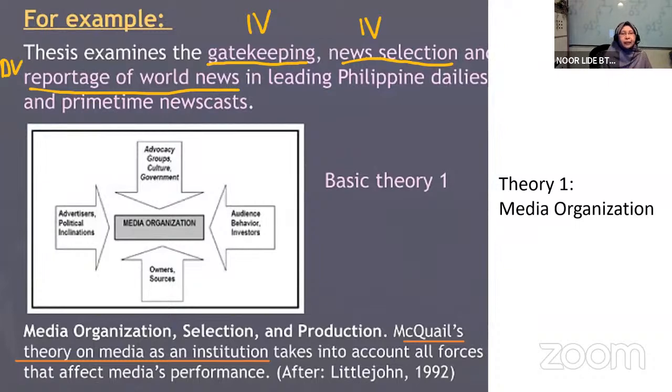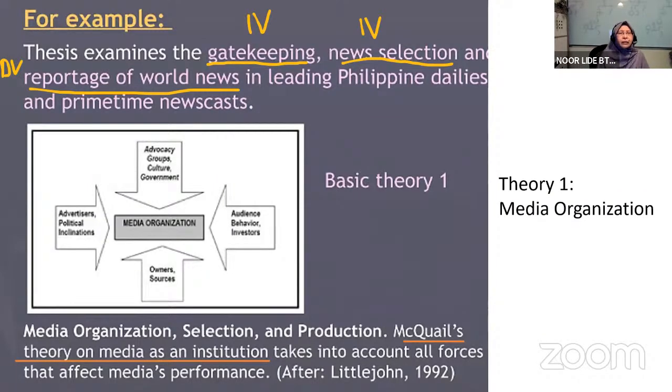All right. So this person was thinking, let's look at how gatekeeping and news selection are related to this. The first theory that could be useful is looking at the media organization itself. Looking at media organization, selection, and production is based on McQuail's theory on media as an institution.